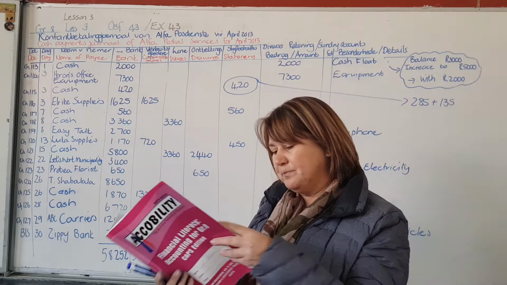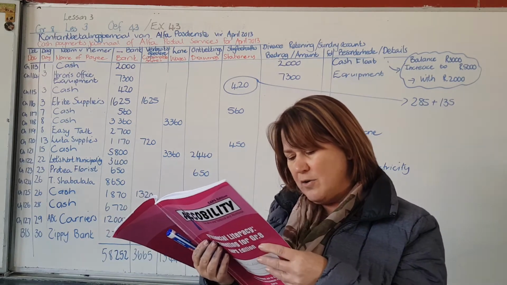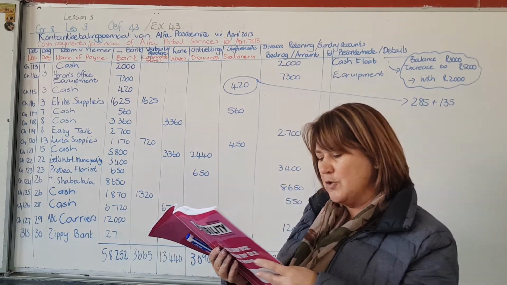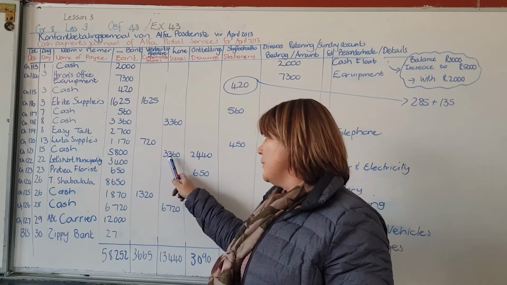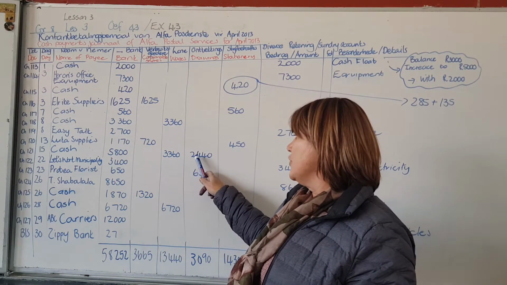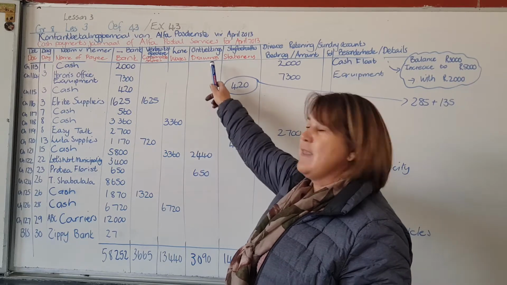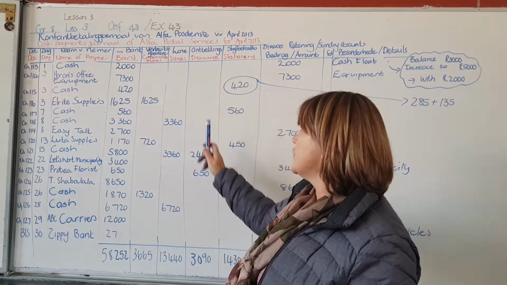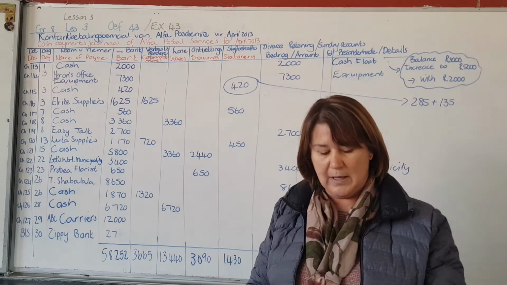3360, and for the owner's personal use. So the difference between your bank amount and your wages is then 2440, and that's for the owner's personal use, so that will be drawings.